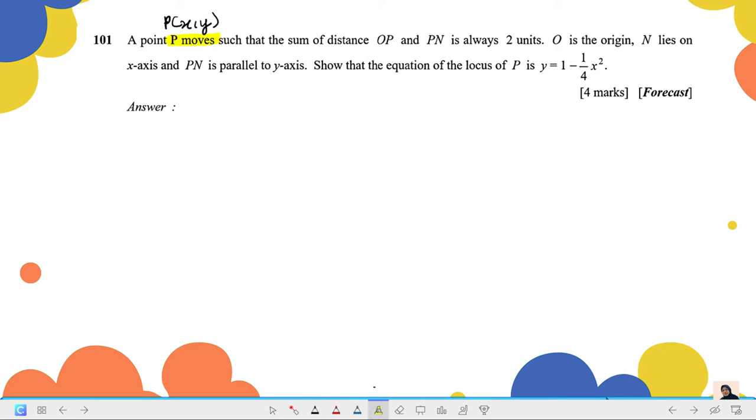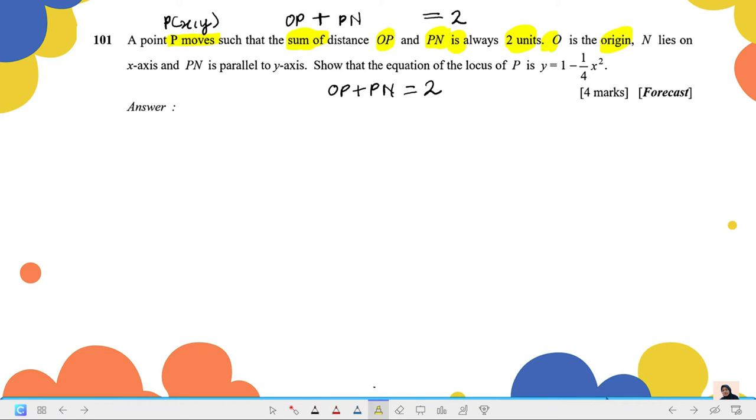Such that the sum of distance OP and PN is always 2 units. So you have OP plus PN equal to 2 units. O is the origin.